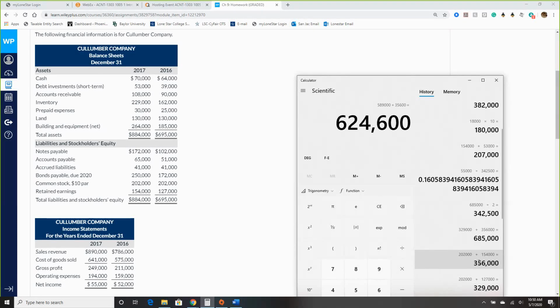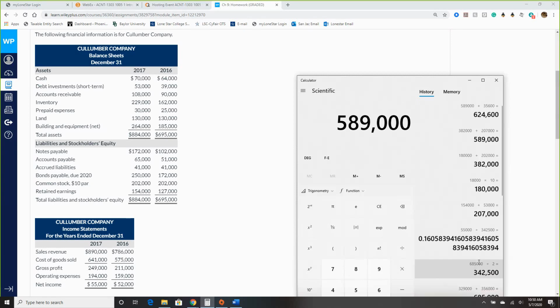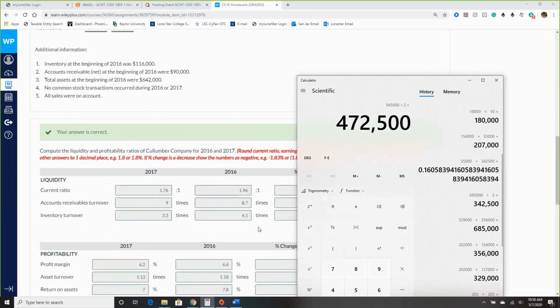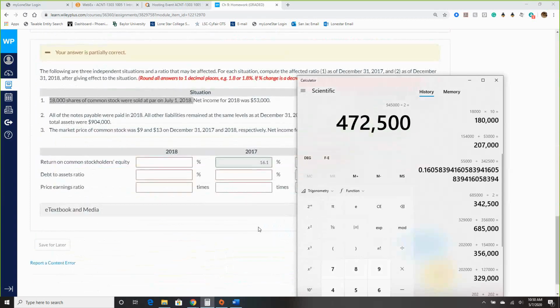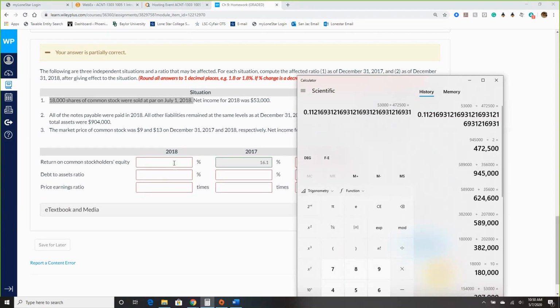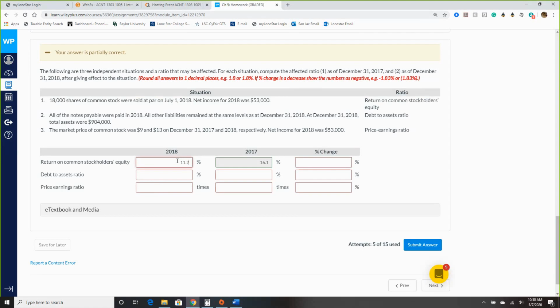So 589 plus 356 divided by 2. There's our 2018 average. And then take our net income, 53,000, divide by that average. I got 11.2.